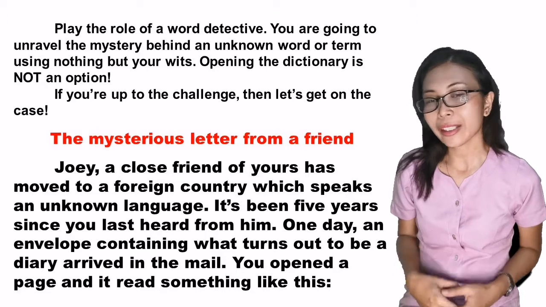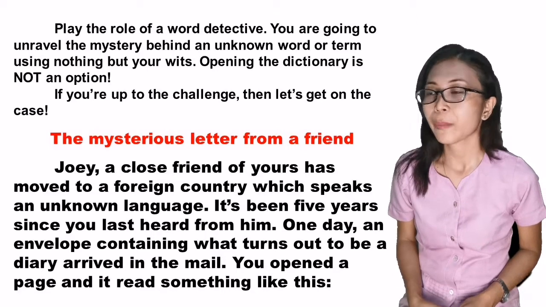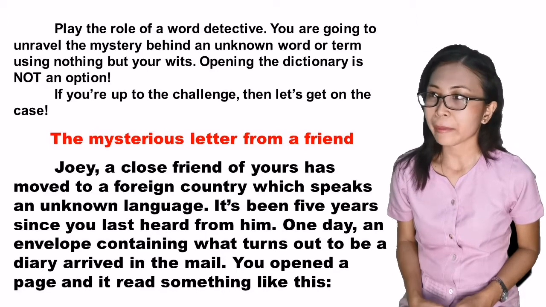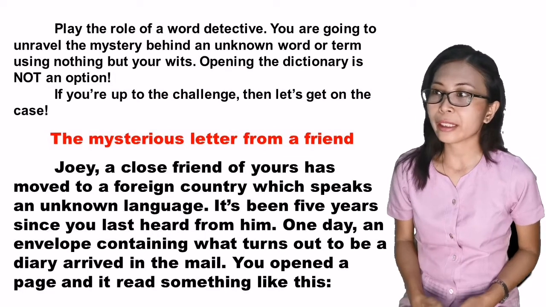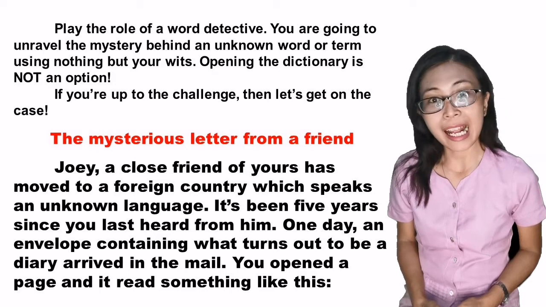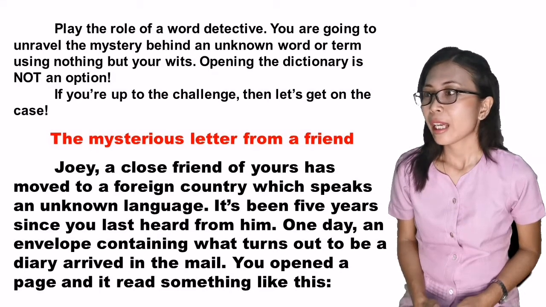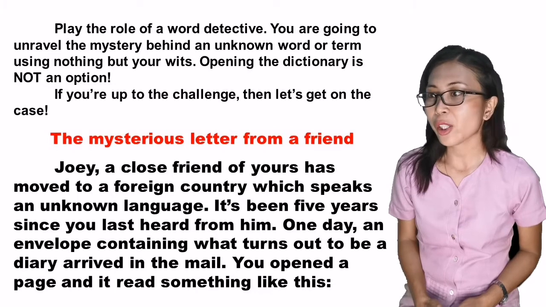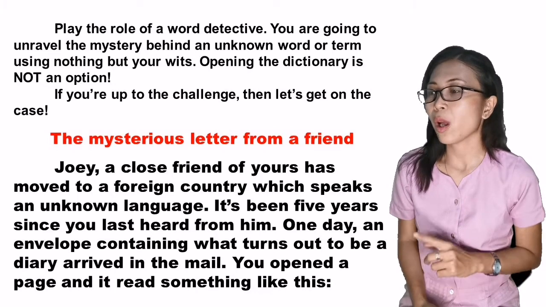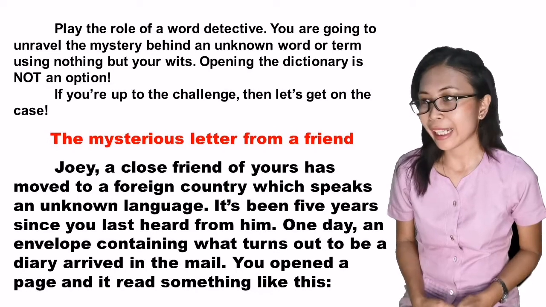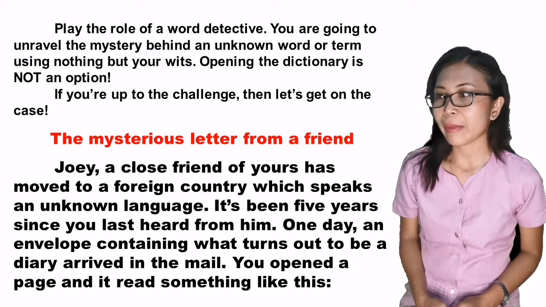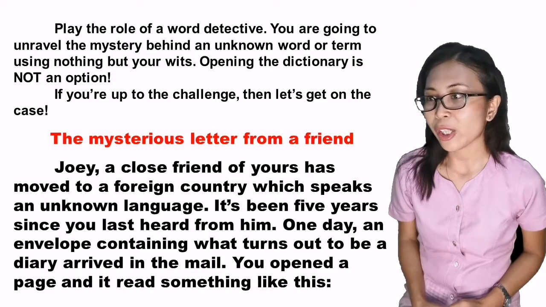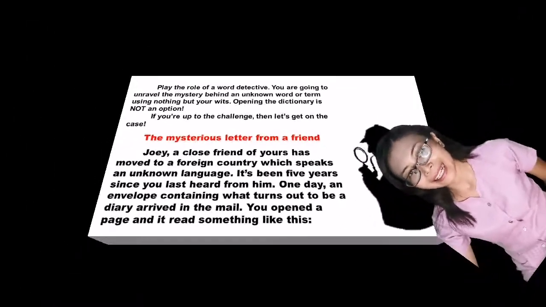And the mysterious letter is from your friend, whose name is Joey. He was actually moved to a foreign country which speaks an unknown language. It's been 5 years since you last heard from him. One day, an envelope containing what turns out to be a diary arrived in the mail. You opened a page and it read something like this.